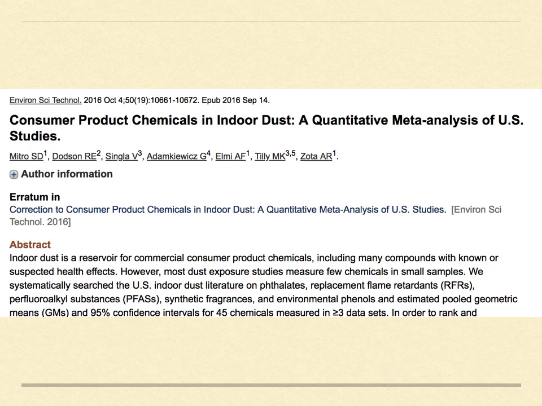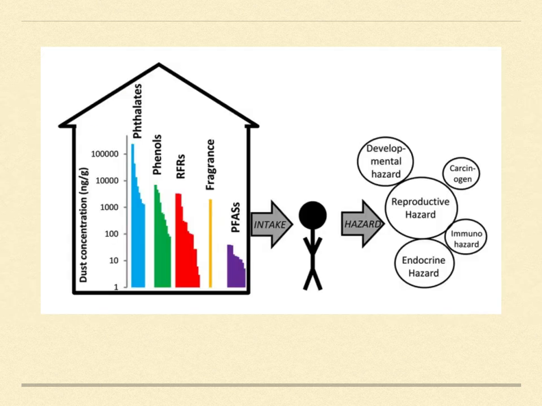This is one of the larger studies that was done a couple of years ago, and it was about chemicals in indoor dust. So you can see the details of the study here. But basically it shows that all sorts of different chemicals, phthalates, replacement flame retardants, fluoridated substances, synthetic fragrances, environmental phenols, and lots of other products were found in the average North American home. And you can see here what happens.